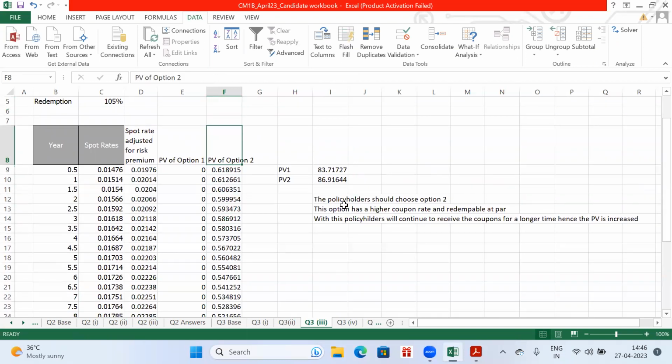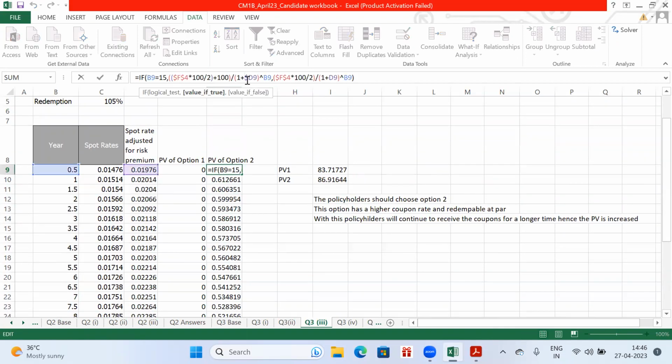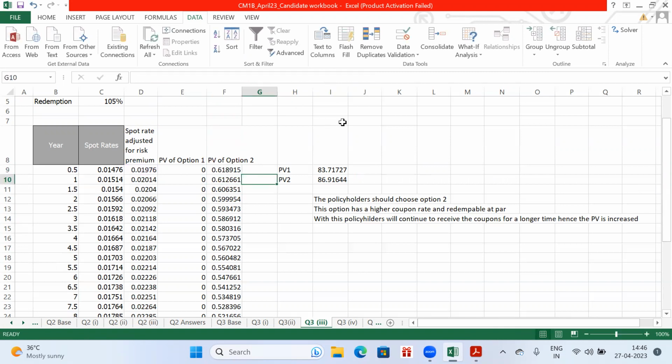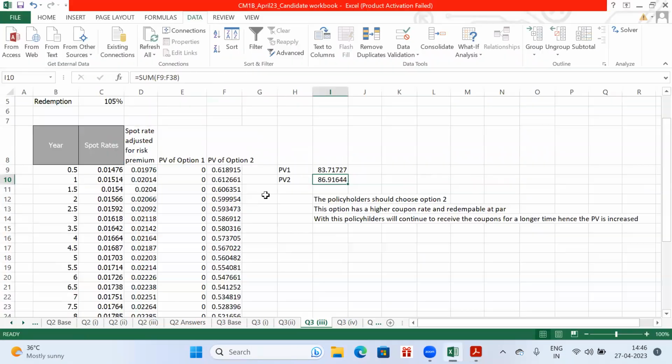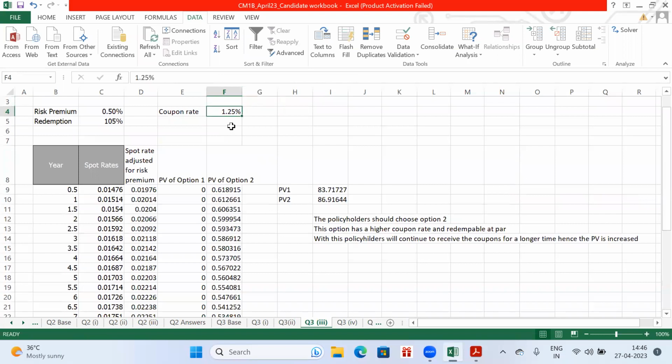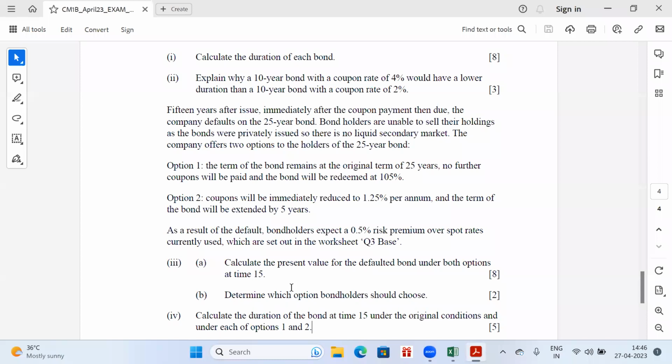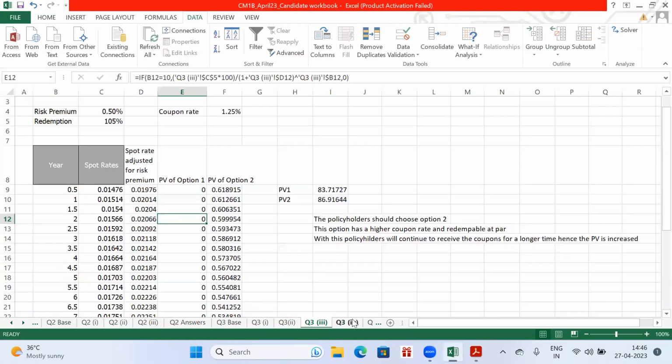So again, if time is equal to 15, then there's coupon plus redemption. Otherwise, there's only coupon discounted with the spot rates. So you get the present value of option 1 to be this and option 2 to be this. Obviously, the present value of option 2 is better, and it is providing the coupons as well as redemption both. The 2 marks here depend on what you want to comment.